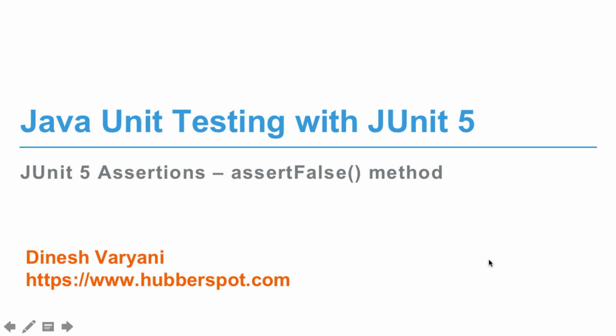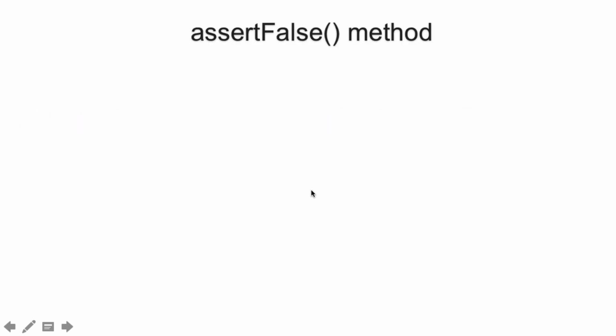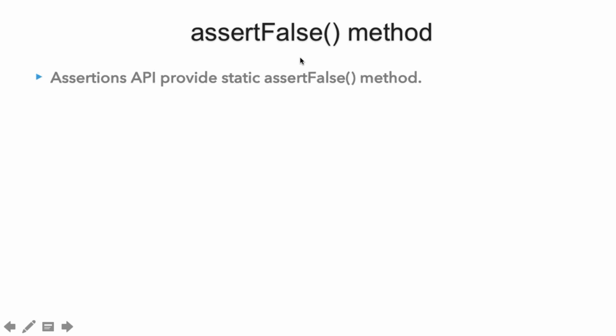Hi everyone. In this lecture, we will continue to discuss JUnit 5 assertions, and today we will discuss the assertFalse method. So friends, in our previous lecture, we discussed the assertTrue method. The assertFalse method works exactly opposite to the assertTrue method. The Assertions API provides a static assertFalse method.